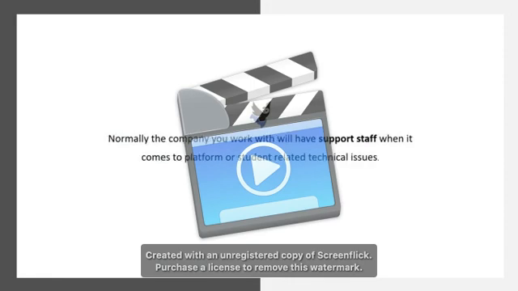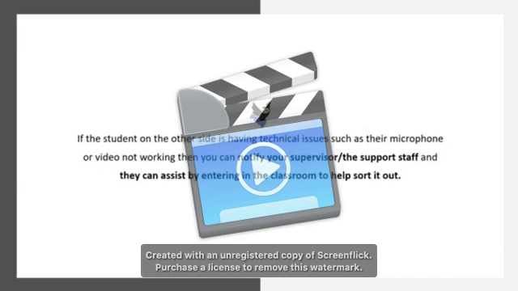Normally, the company you work for will have a support staff when it comes to the platform you're using and will be able to help you with any student-related issues during a lesson. If the student on the other side is having technical issues, such as their microphone or their video is not working, then you just have to notify your supervisor or your support staff, and they can assist by entering into the classroom or the platform and talking to the student to help sort it out.